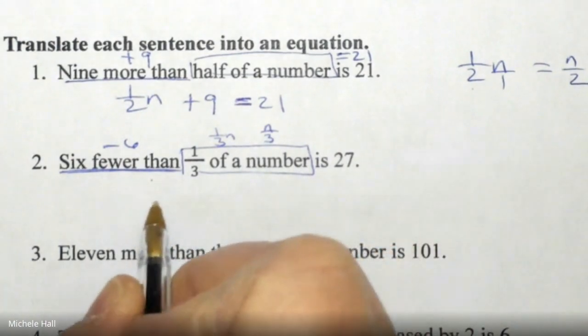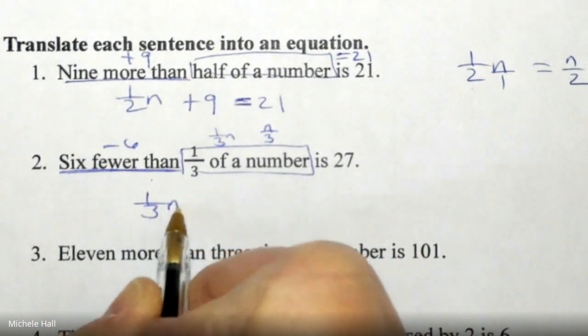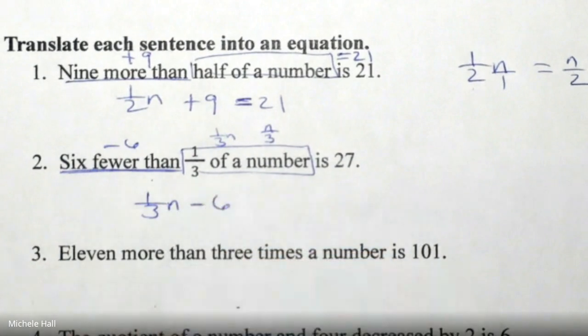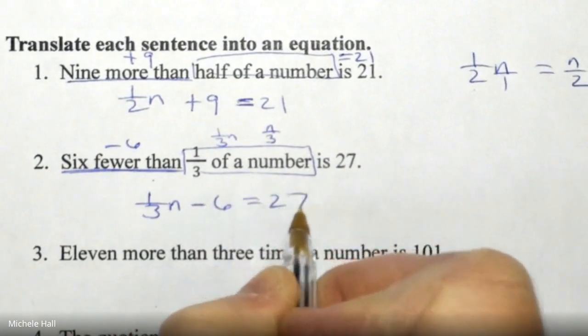So we have 1/3 of a number, 6 less than, and then is 27.